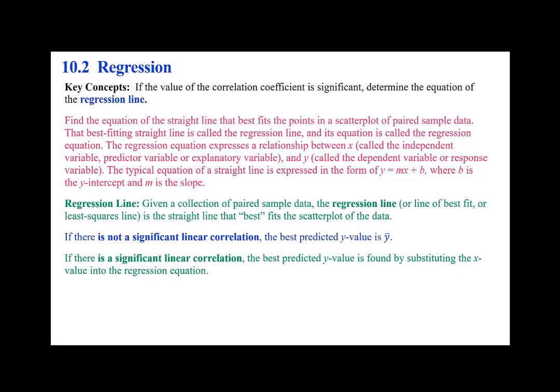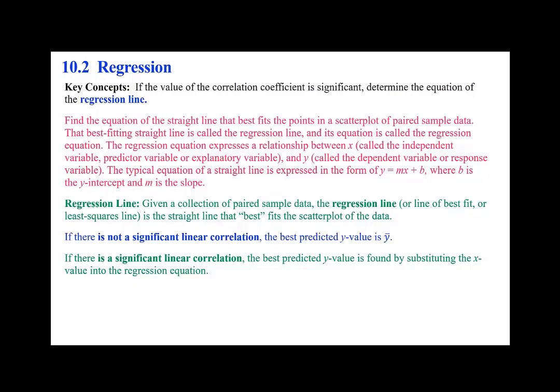Given a collection of paired sample data, the regression line, or line of best fit, or least squares line, is the straight line that best fits the scatter plot of the data. If there is not a significant linear correlation, the best predicted y value is y bar. If there is a significant linear correlation, the best predicted y value is found by substituting the x value into the regression equation. So we come up with the regression line.